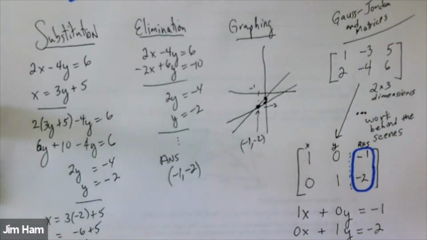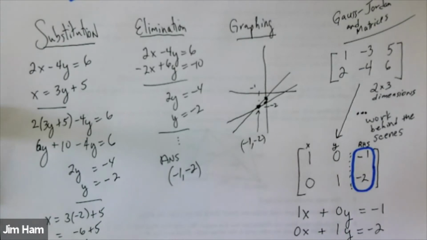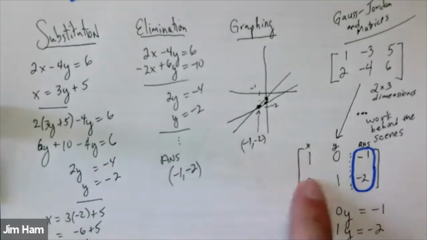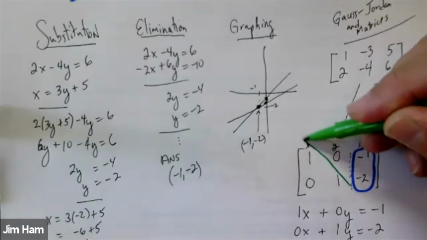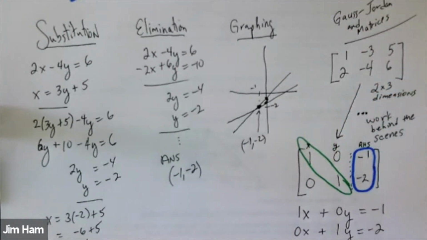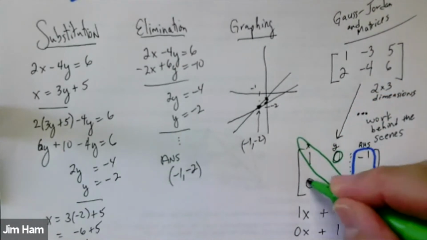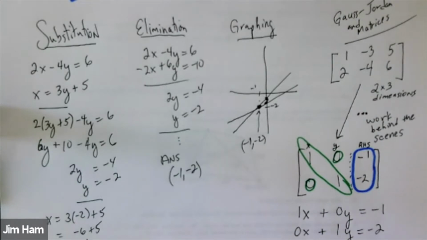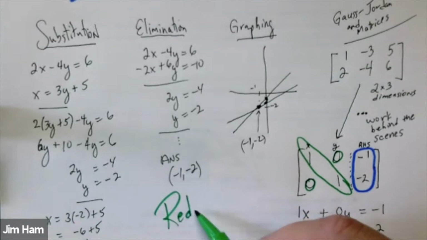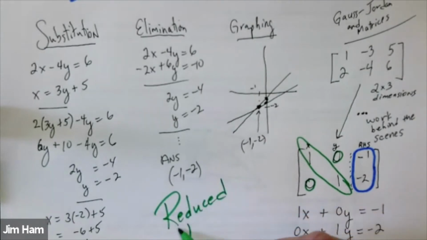If we were to do this by hand, it would take a lot of tedious work. So we're going to let the calculator do this. And the name for a matrix where we have ones down the main diagonal, and zeros above the diagonal and zeros below the diagonal, is called reduced row echelon form.